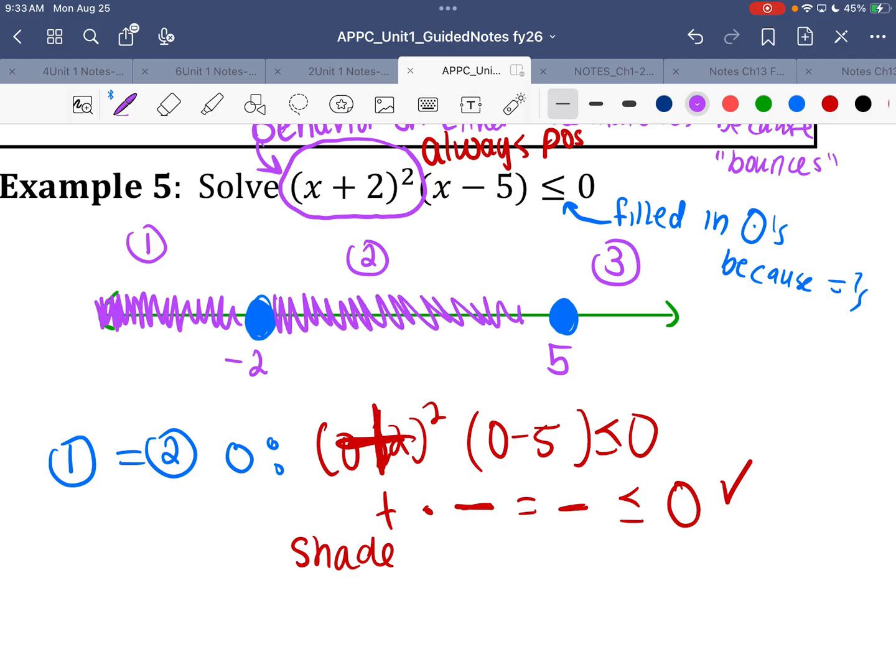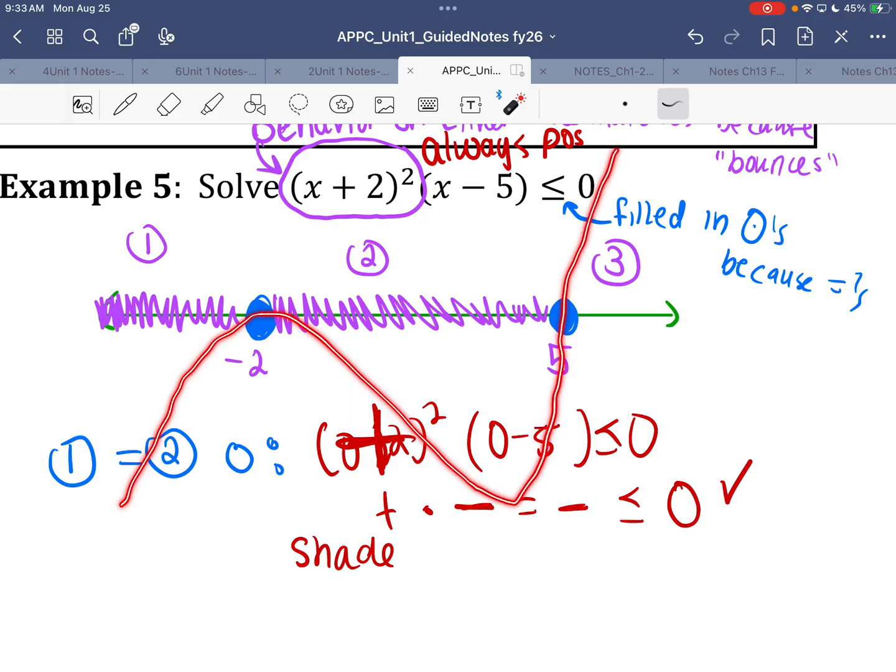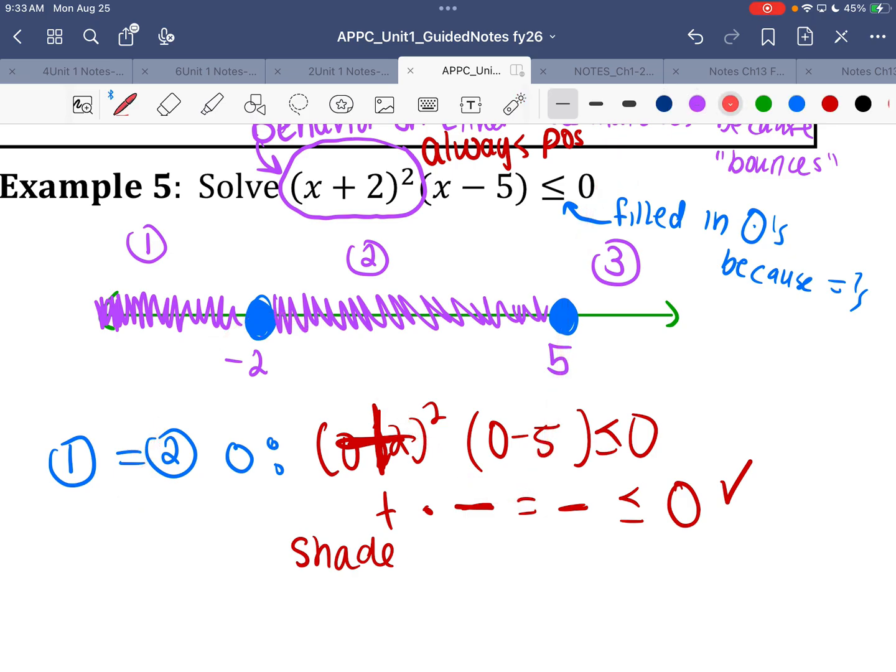Now, if we know our behavior already, we're saying this is positive. Nope, we're saying this is negative. Sorry, I forgot what sign we had. Negative, and then at 5, what has to happen then? It has to go through it because 5 has an odd multiplicity. So we kind of already know that interval 3 is going to be positive. But if you're not sure, plug a number in interval 3 and test it.